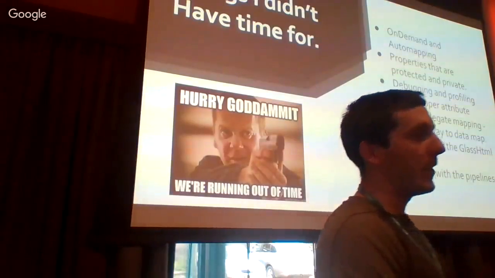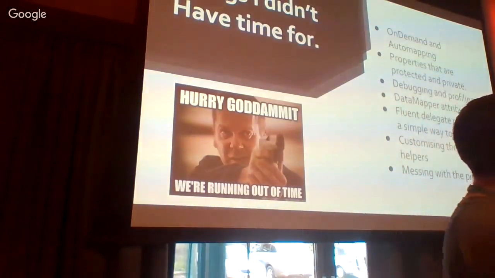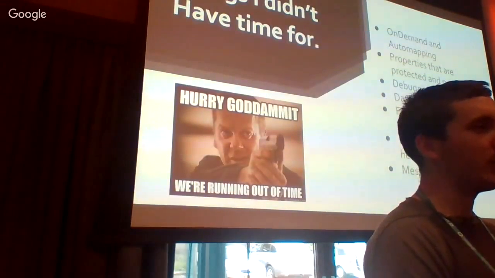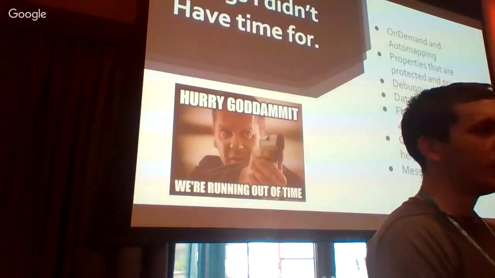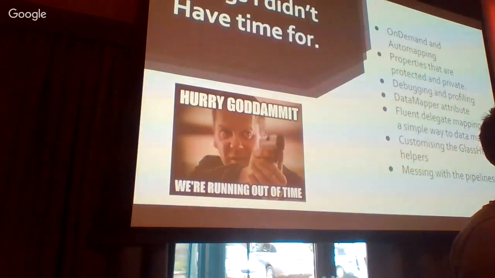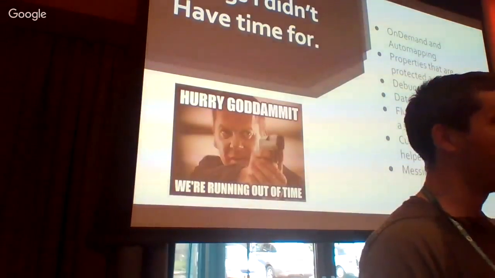Okay, so on-demand mapping is this idea that you don't actually have to tell Glass when Glass starts up how to map your models. What you can do is, at runtime, if you send a class into Glass and it doesn't know about it, at that point in time, it will go, oh, I'll try and map you. And if you've got attributes on that class, Glass will look at those attributes and load it up.